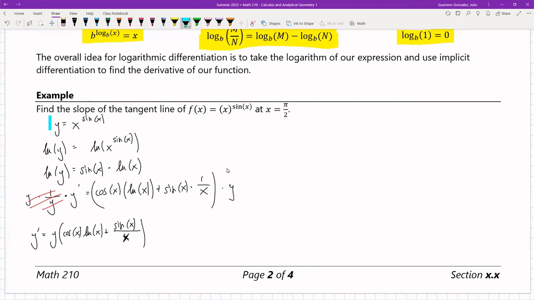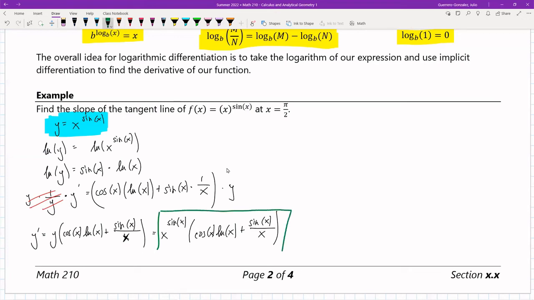Now, remember, I know we have a y still floating around here, but if you remember from the very beginning, we made y equal to the thing itself. So my derivative is going to be completely cleaned up here: x to the sine of x times cosine of x ln of x plus sine of x divided by x. And we are done, at least with our derivative, right?